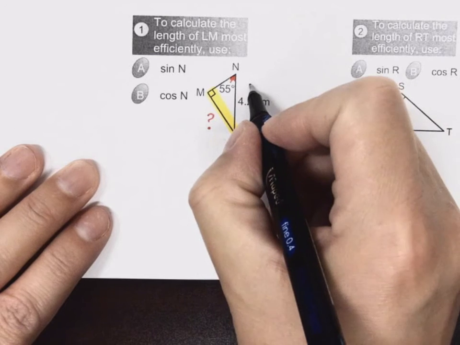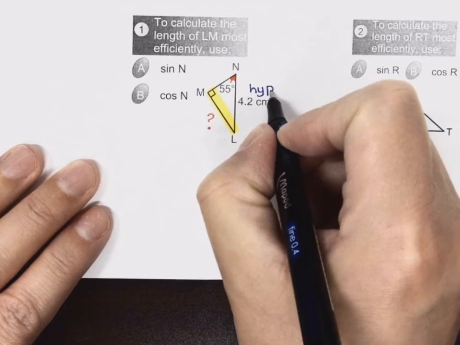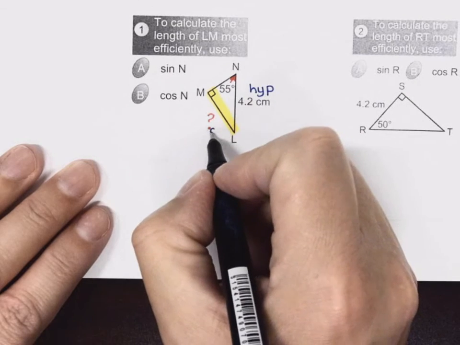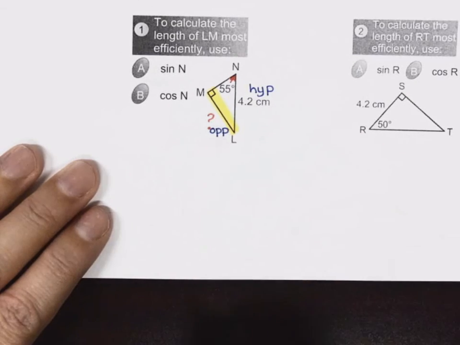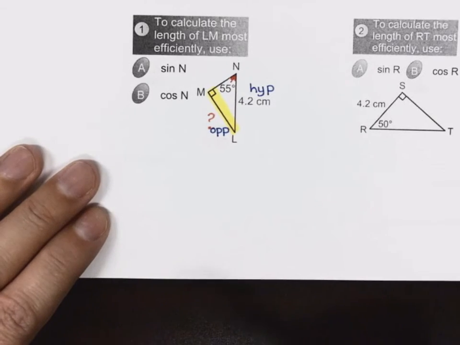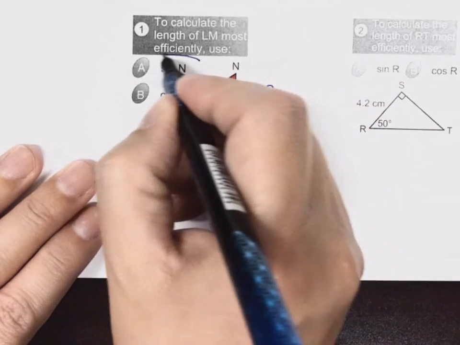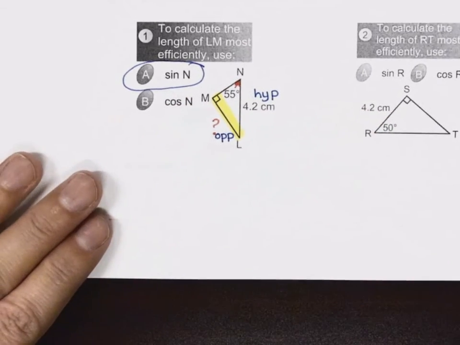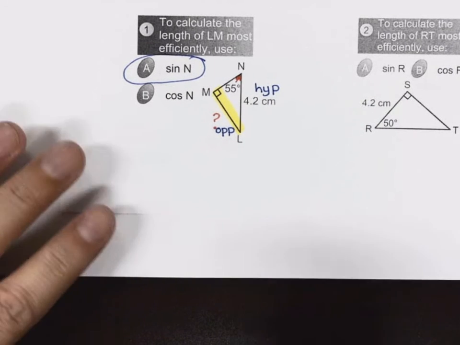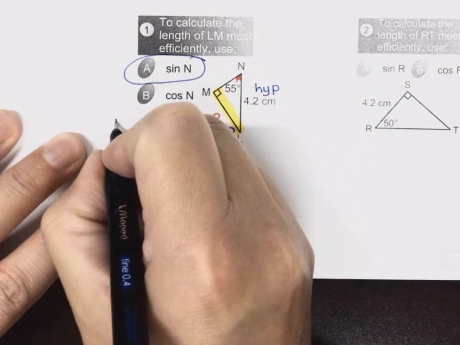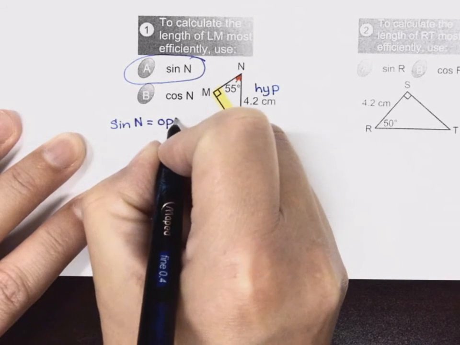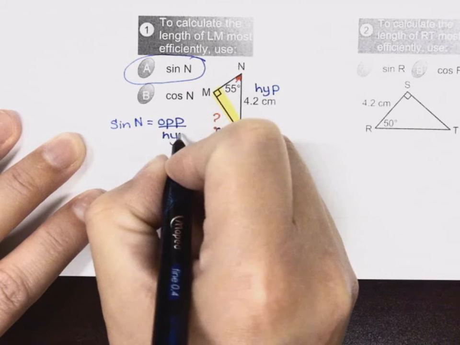So if you're unsure, I would make sure I label the side that's given and the side I want, and this is the opposite. So I'm looking for the trig ratio that has opposite and a hypotenuse in it, which is sine. So let's go ahead and actually solve for that right now. So let's set it up. So we know that sine of angle N is equal to opposite over hypotenuse.